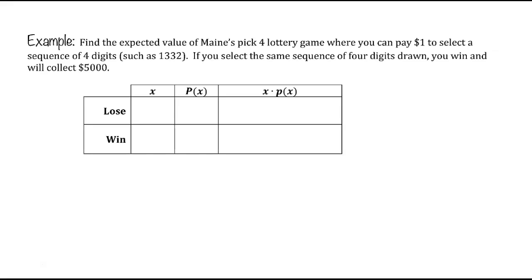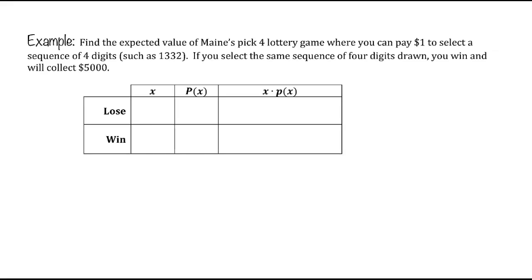In Maine's Pick 4 lottery game, you get to pay $1 and select a sequence of 4 digits, not including 0. If you select the same sequence of 4 digits that are drawn, you win and collect $5,000. As simple as that. Let's fill in this table to help us calculate the expected value for this game. There are 2 options when we play this game. We can lose and we can win.